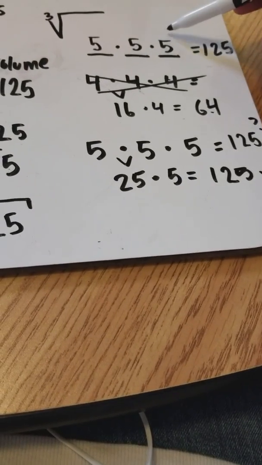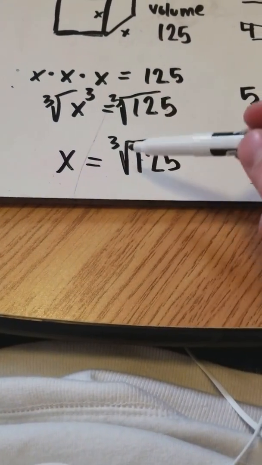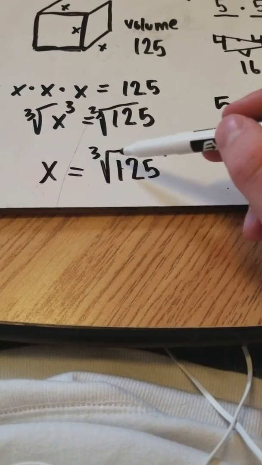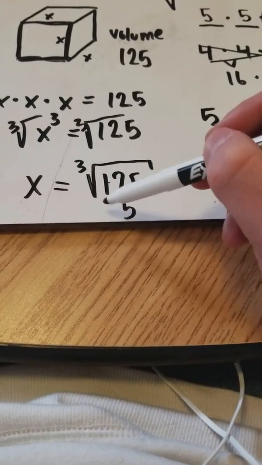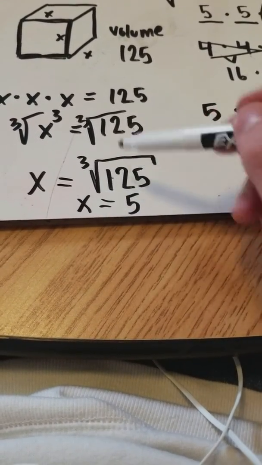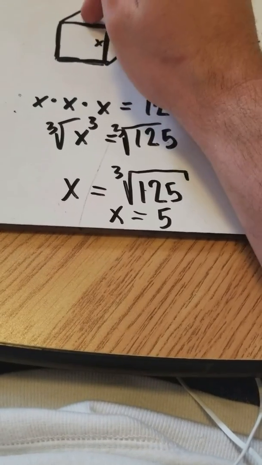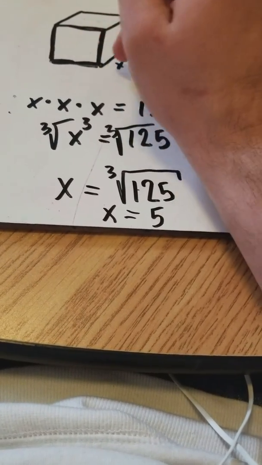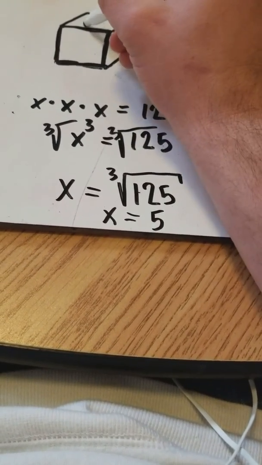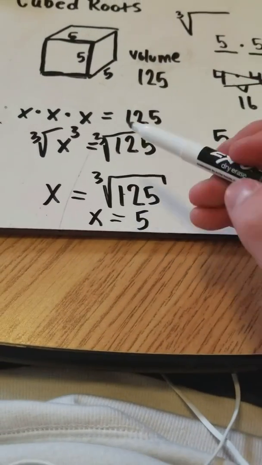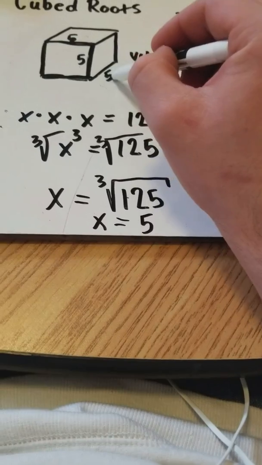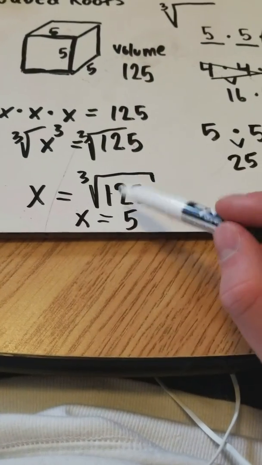So what does that mean? That means the square root, or I'm sorry, I misspoke. The cube root of 125 is going to be 5. And that is what x equals. So one of these side lengths here in our box, our cube, is 5. That means all of them are. So to get the volume again, we have 5 times 5 times 5.